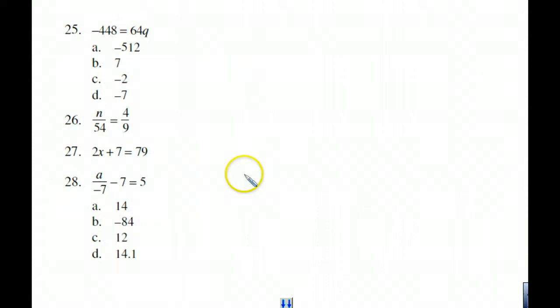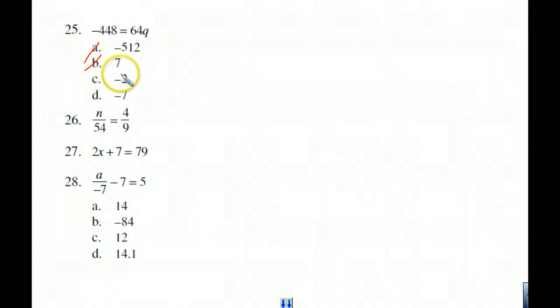Alright, here we go. Let's continue on. We have to do negative 448 equals 64 times what? So I know it's going to be 64 times a positive number, or a negative number, sorry. So I know it can't be this, because we have to get to negatives. At least I can eliminate one thing. And I know 64 times negative 512 isn't going to be correct.